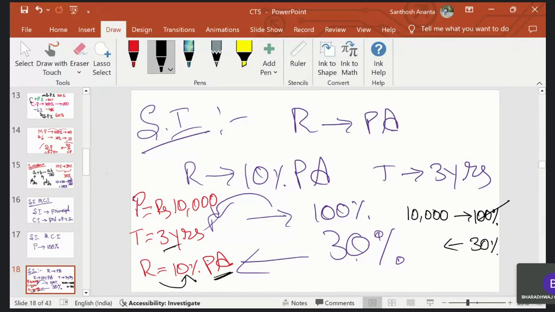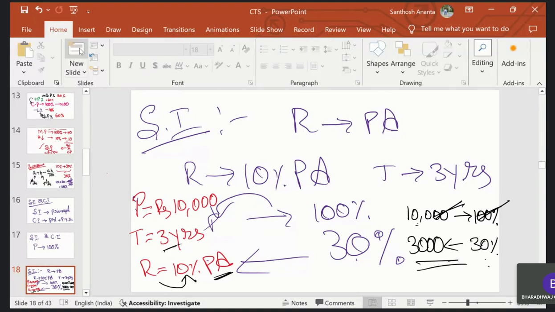Coming to the cancellation, two zeros get cancelled. I'm using the method of straight cancellation, cross multiplication. 130 are in opposite direction, multiply this. 100 into 30, that is 3000. Now the interest collected for 3 years is 3000 rupees. Understood? This is simple interest.